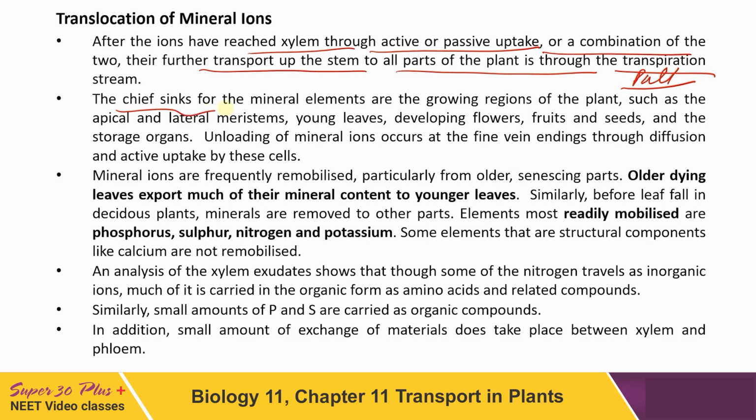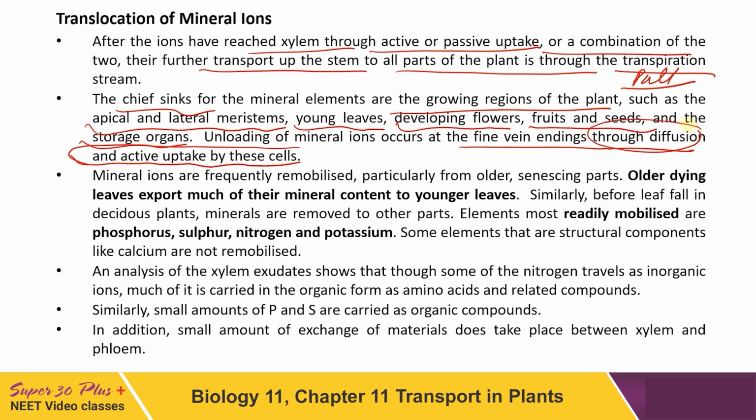The chief sinks where the minerals are utilized are the growing points of the plants, such as apical and lateral meristem, young leaves, developing flowers, fruit and seed. They definitely need minerals, and so does the storage organ. Unloading of minerals from the stream is at fine vein endings, through diffusion and by active uptake by these cells. From the main stream, the minerals will be taken by cells where they are required, by active uptake and also by diffusion.